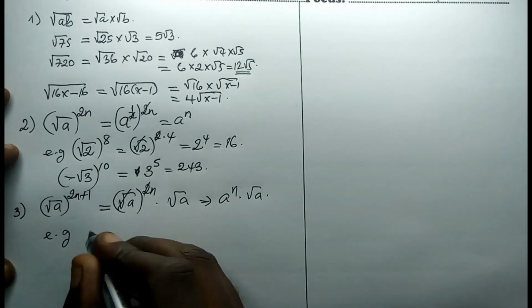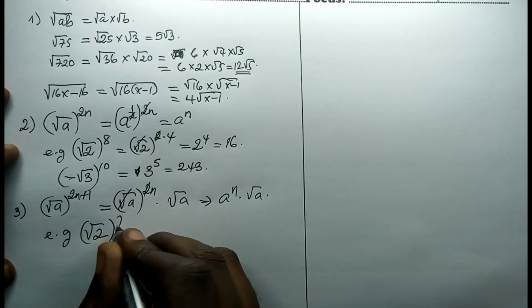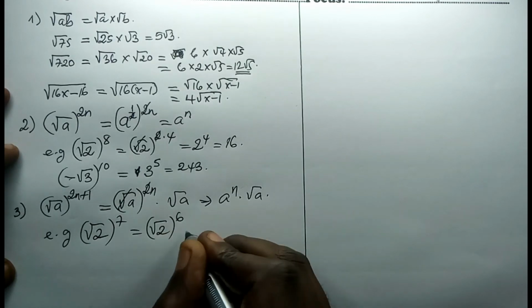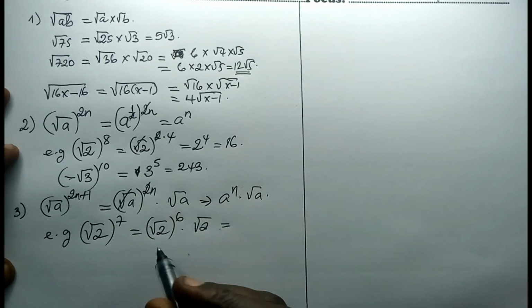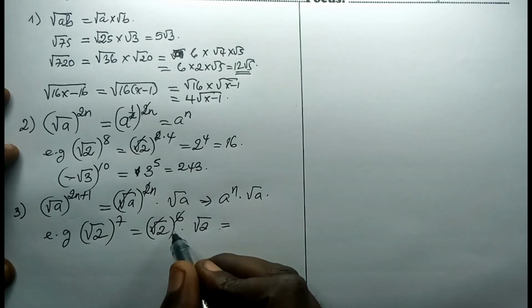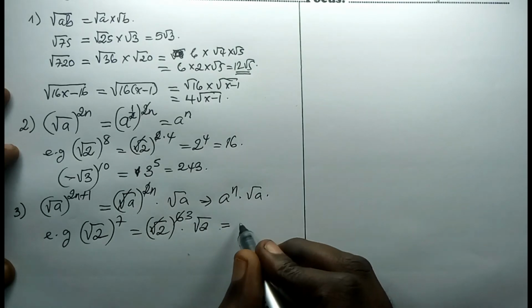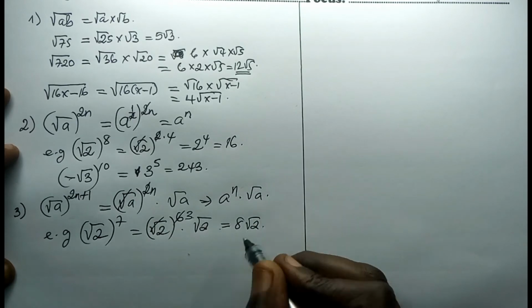Example, root of 2 raised to the power 7 becomes root of 2 raised to the power 6 first dot root 2, and that now the root 2 cancels the 6 to give 3, and I have 2 cubed, which is 8 root 2.